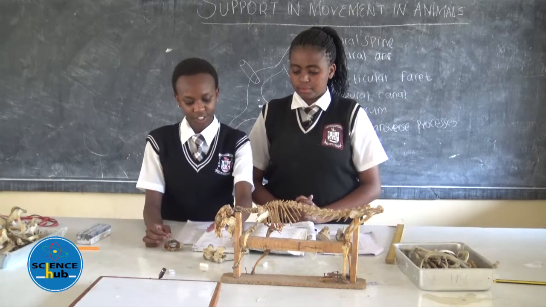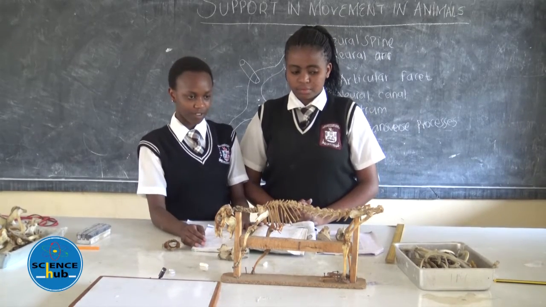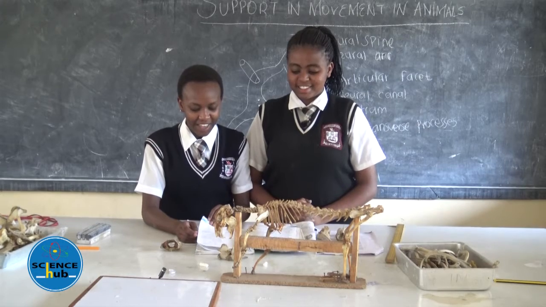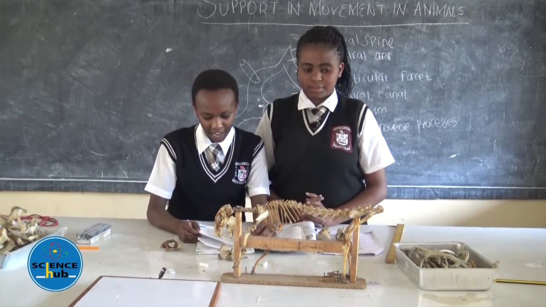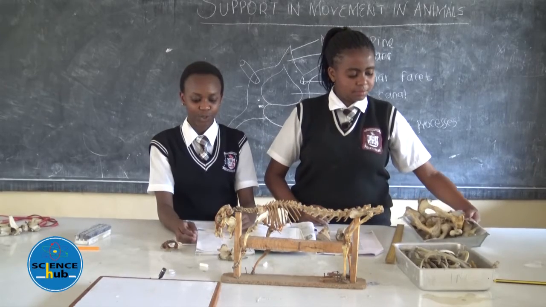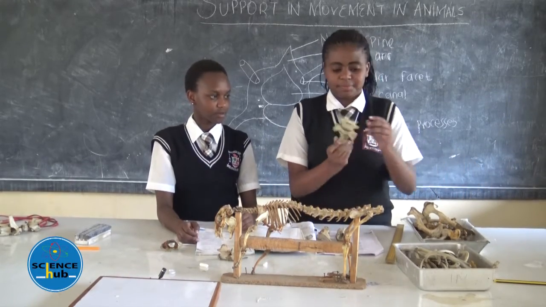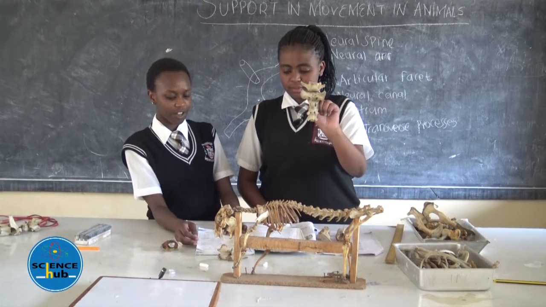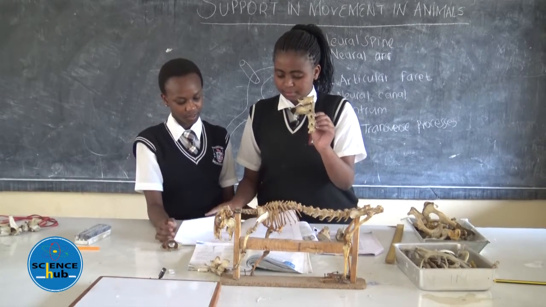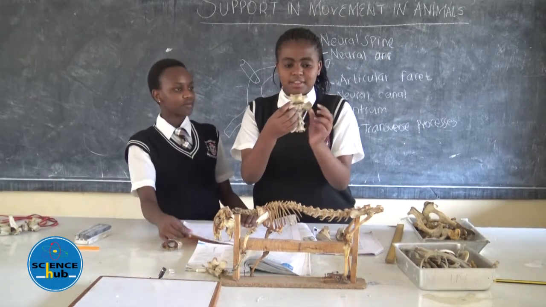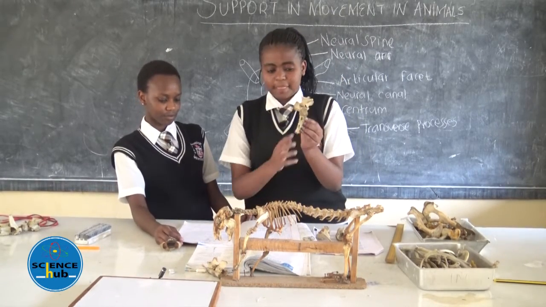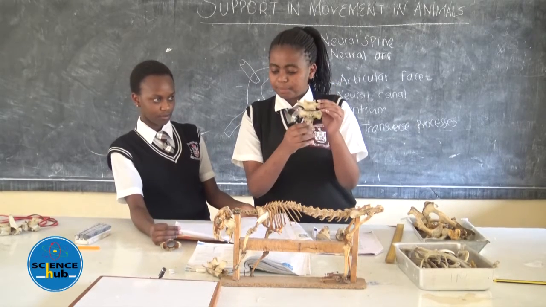Now, after she said that, we move on to the last part of the support and movement in animals. And that's the sacral and the coccygeal vertebrae. Now, these are fused and provide the site for muscles of the hips and the tail to attach. This is an example of a sacral vertebra. These are the transverse processes which allow attachment of muscles, the neural spine, the pre-zygapophyses.